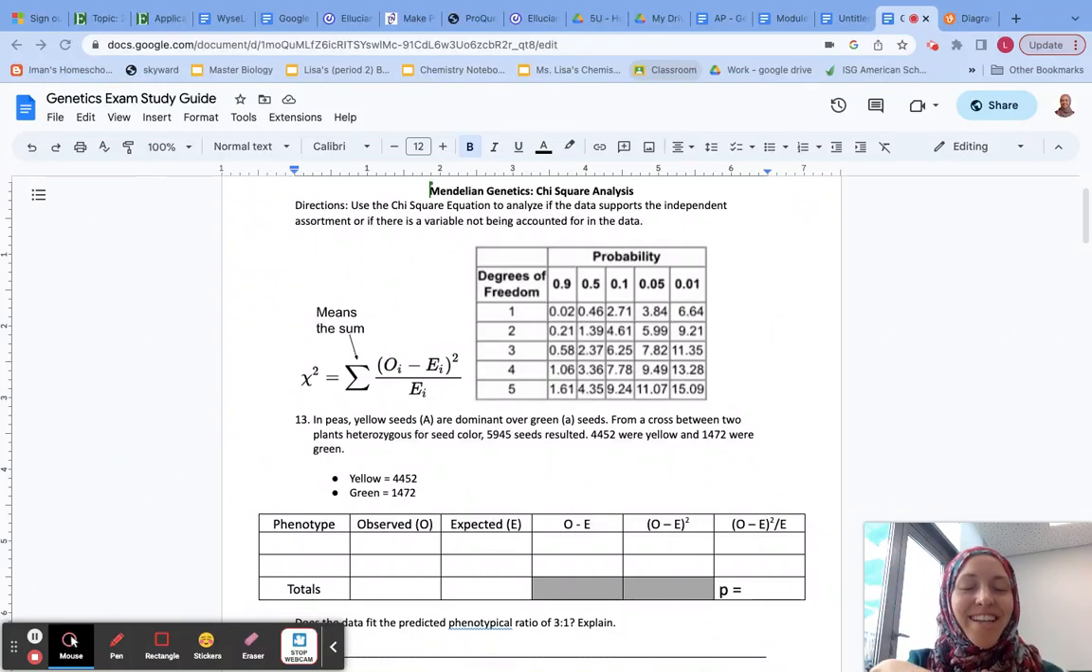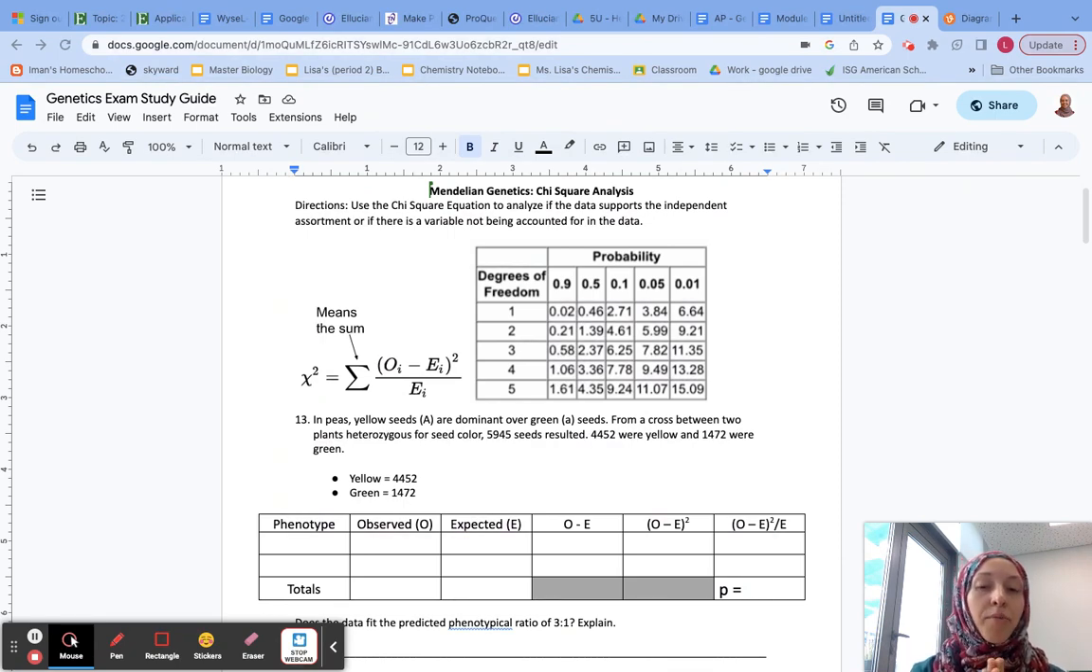Today, I want to go over the genetics exam study guide. So, this first part of the study guide. First thing we should note is this is in addition to your previous two study guides that you had. So, this is the third part that wasn't on your test but is on your exam.